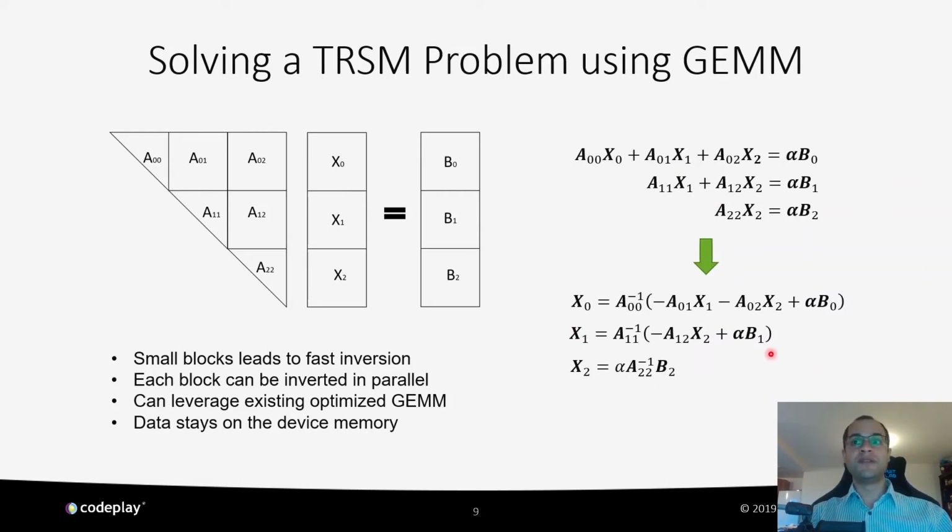Note that this is still a form of sequential back substitution, and the solution for x0, for example, depends on the solution for x1, which in turn depends on the solution to x2. However, arranging the problem like this allows us to leverage an existing optimized GEMM to solve each x. Note that the data in this case doesn't need to leave the device's memory while the problem is being solved.